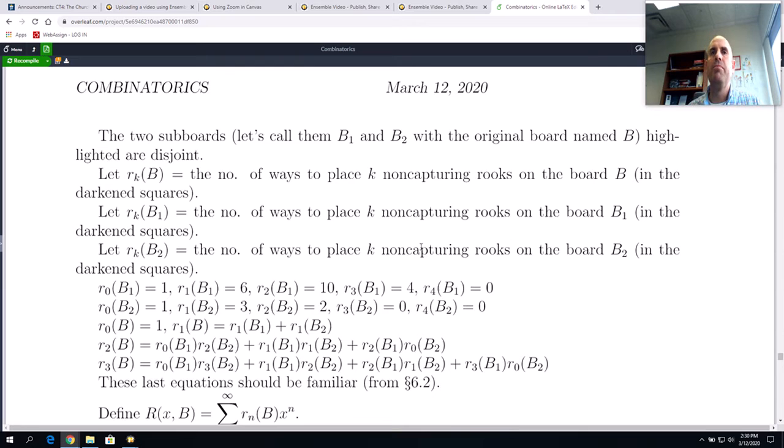So let's call the two subboards above B1 and B2. The entire board is B. Those two boards, B1 and B2, are disjoint from one another. They have no interaction whatsoever. And then we're going to invent some notation here. So R sub K of B is going to be the number of ways to place K non-capturing rooks on the entire board.